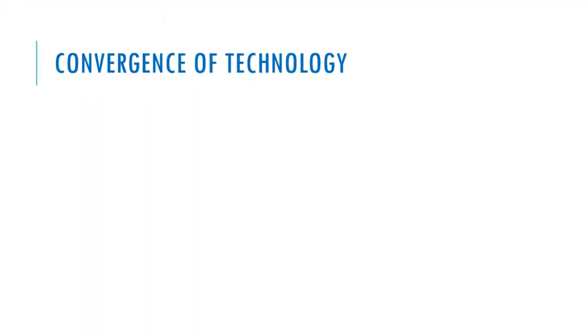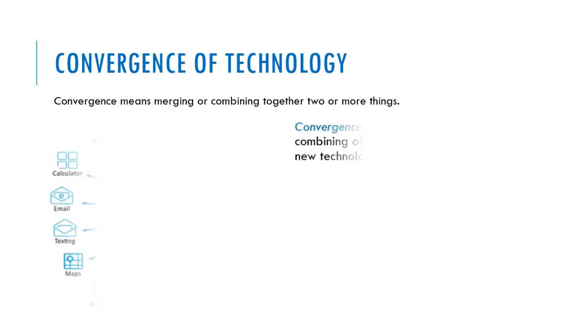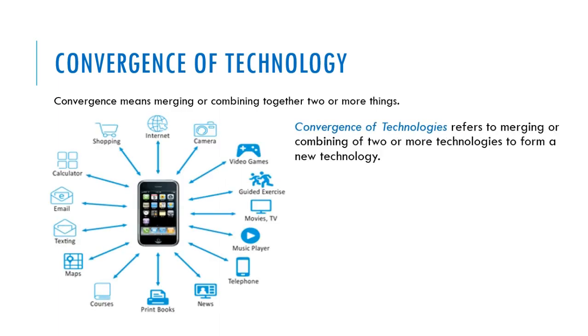The meaning of convergence is merging or combining together of two or more things. So you can see this diagram. In this diagram, a cell phone consists of different features. So using this picture, we can say that convergence of technologies refers to a merging or combining of two or more technologies to form a new technology. In the 20th century, there are several examples of this convergence of technologies.